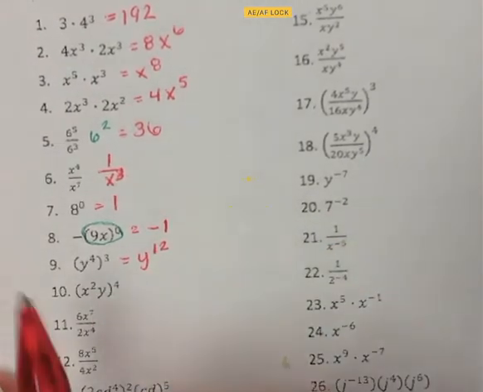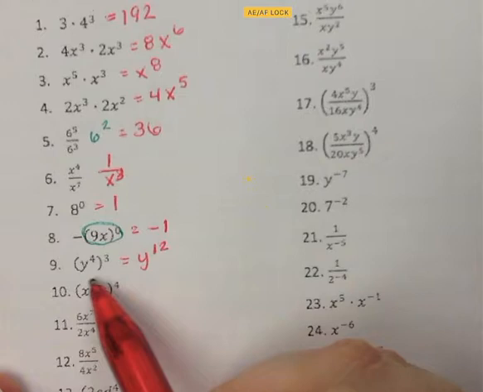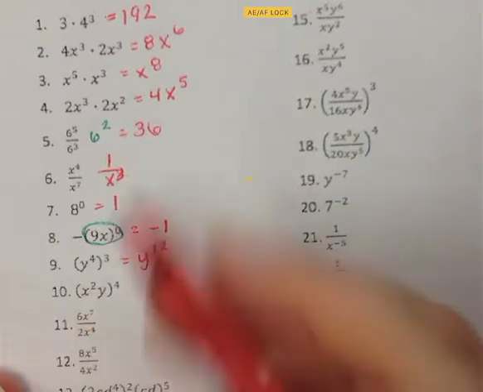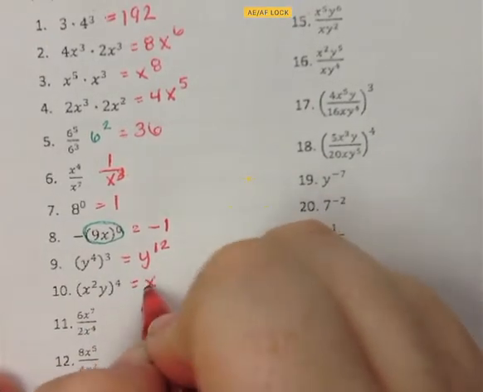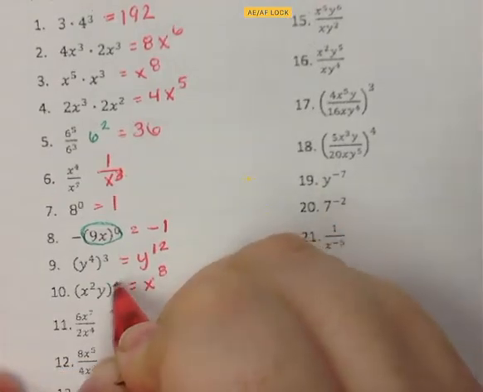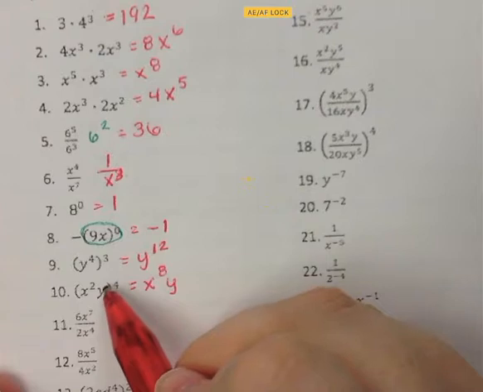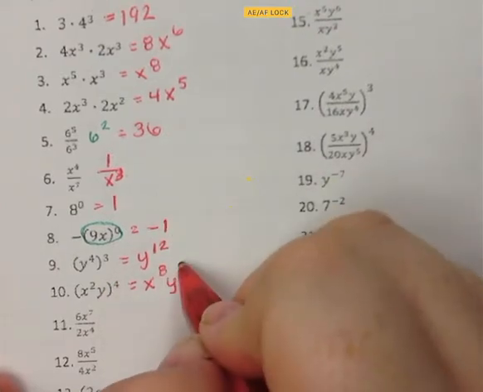On number 10, we have an expanded power rule, so we have an exponent on the outside. This 4 is attached to everything inside the parentheses. So we have an exponent and another exponent, so we're going to multiply those. So we keep the base of x, and we multiply the exponents. That becomes 2 times 4 is 8. Then we still have a base of y attached to it as well, but the exponent on the y is a 1, so we have 1 times 4 is 4.